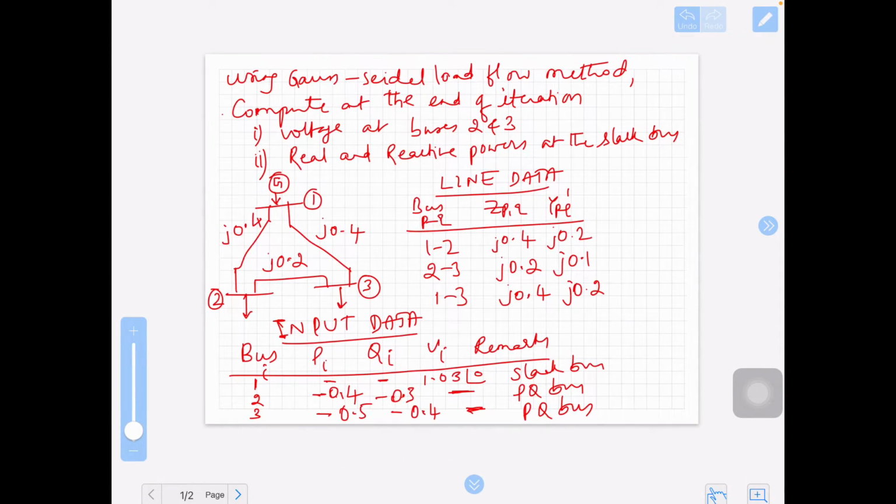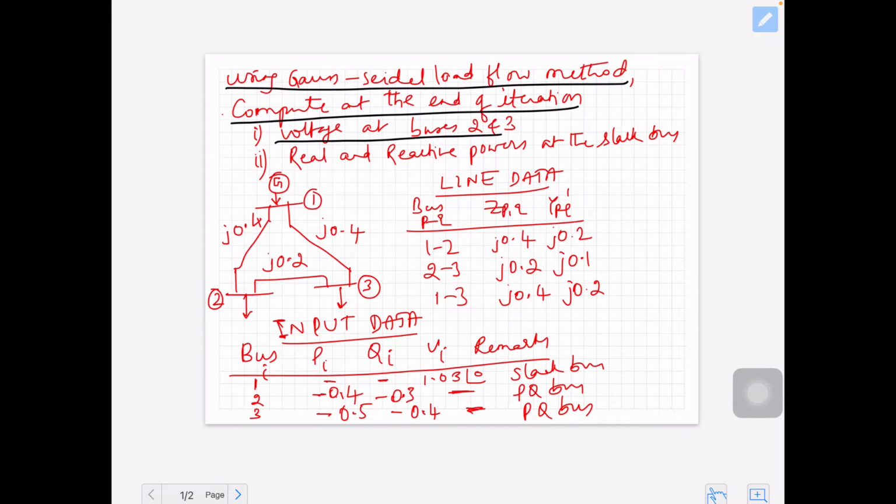Using the Gauss Seidel load flow method, we have to compute at the end of the second iteration. We have to find two things: one is the voltage at buses 2 and 3, and the real and reactive powers at the slack bus. For this they have given the one line diagram. Here we have a 3 bus system, bus 1, bus 2, bus 3, marked here.